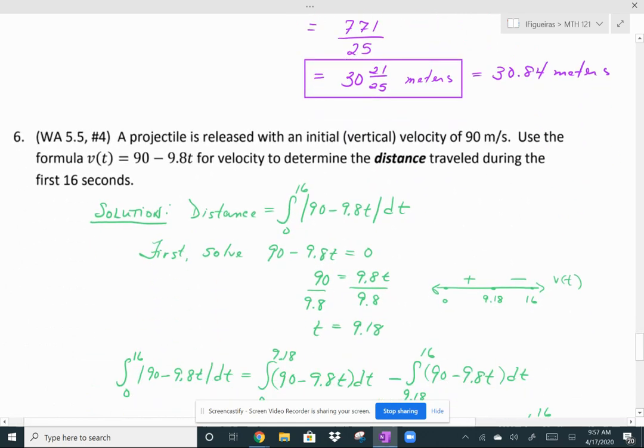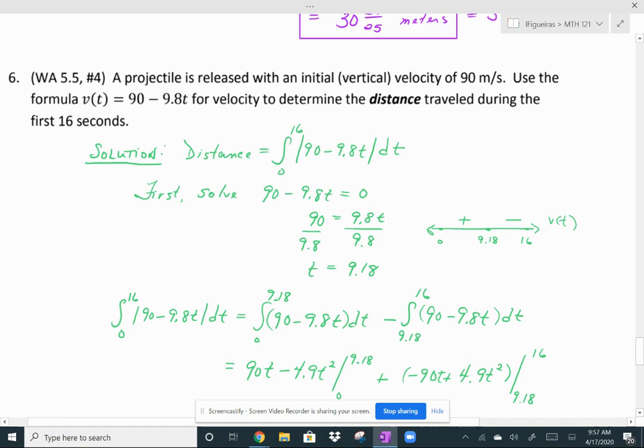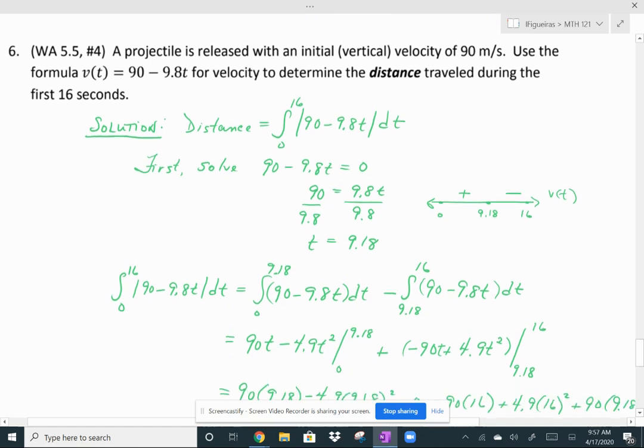A projectile is released with an initial vertical velocity of 90 meters per second. We want to use the formula v of t equal to 90 minus 9.8 t for velocity to determine the distance traveled in the first 16 seconds. Remember, when you're asked for distance, you have to take the absolute value of the velocity function. So that's what you see here. This is the integral we have to evaluate, the integral from 0 to 16 of the absolute value of 90 minus 9.8 t dt.